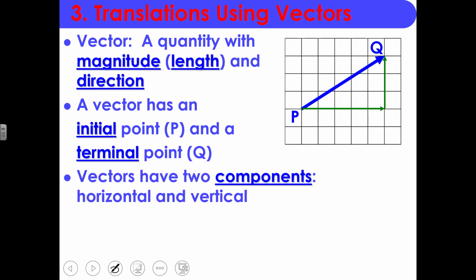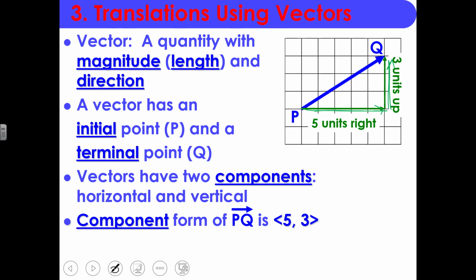Vectors have 2 components. They have a horizontal and a vertical component. So this is the horizontal component, and that is the vertical component. So in this particular example, the component form of vector PQ is written with these pointy brackets. These pointy brackets show that we're talking about a vector. The first number is for the horizontal component, and the second number is for the vertical component. So this vector indicates movement along the horizontal direction by 5 units, and in the vertical direction by 3 units.